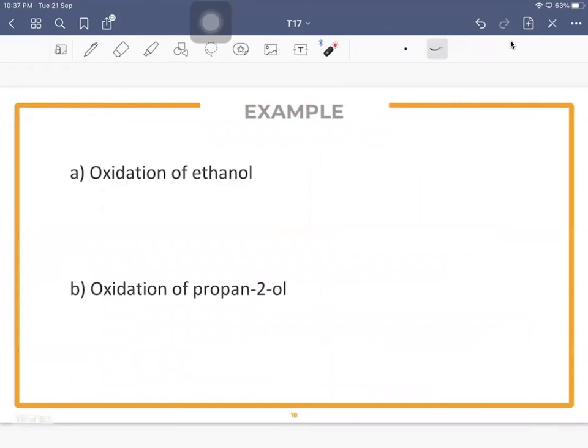Here's an example of oxidation of ethanol, which is something that you have already done in the previous topic, but there's no harm in revisiting it. So we have CH3CH2OH. Make sure you practice with your structural formula. Plus oxygen.